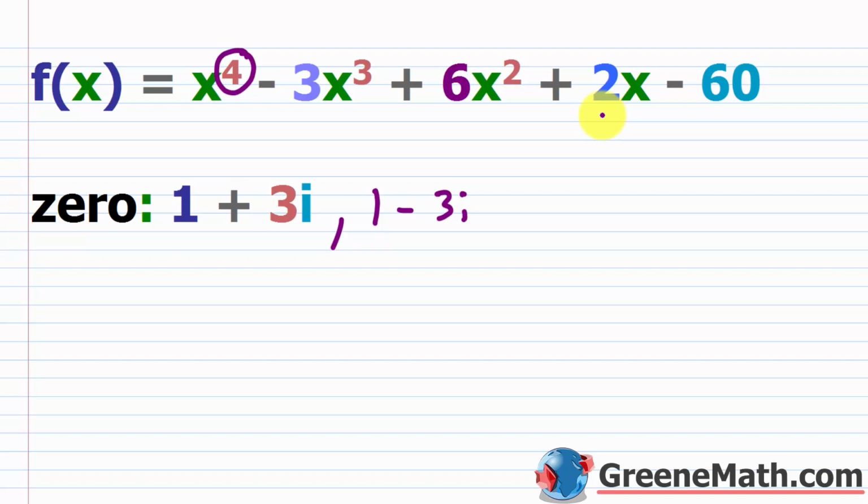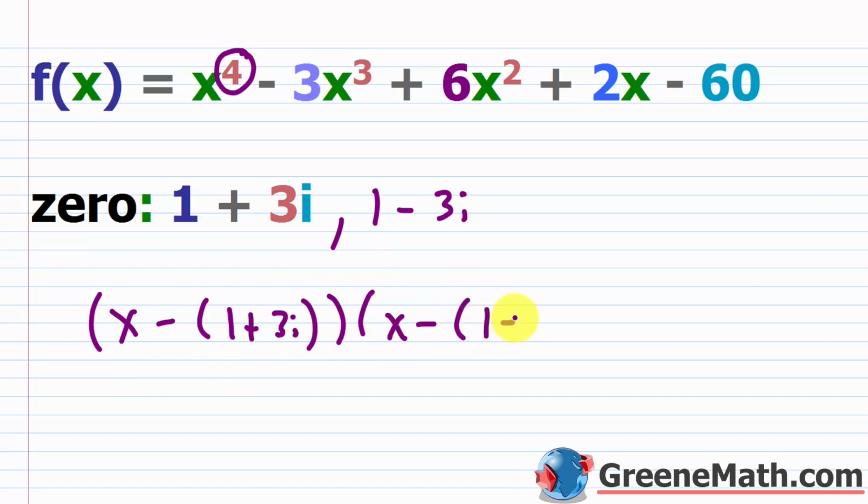The first thing is, you could write this out as x minus this 1 plus 3i. Okay, that's your factor. And then x minus your 1 minus 3i. That's another factor. So you could multiply these two together, get that polynomial, and then you could divide synthetically by whatever that is. And that would give you 2 different quadratics that you could solve with the quadratic formula. So that's one way you could do it.